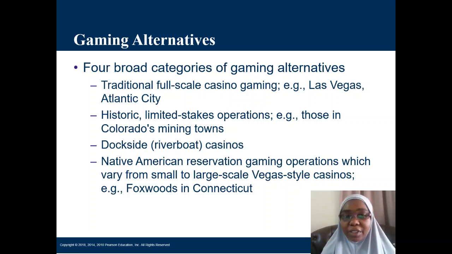What are the gaming alternatives that are available? There are four broad categories of gaming alternatives. We have the traditional full-scale casino gaming, for example, at Las Vegas and Atlantic City. Then we have the historic limited stake operations, those in Colorado's mining towns. Then we have the dockside casinos, which are riverboats. Then lastly, we have the Native American reservations. These are the broad gaming alternatives that are prevalent in the United States. So please take note: Native American reservation gaming operations vary from small to large scale. So all these are the categories of gaming alternatives: the full-scale casino gaming, the limited stake operations, the dockside casino, as well as the Native American reservation gaming.